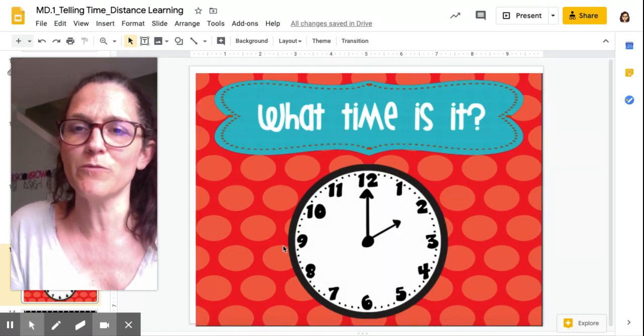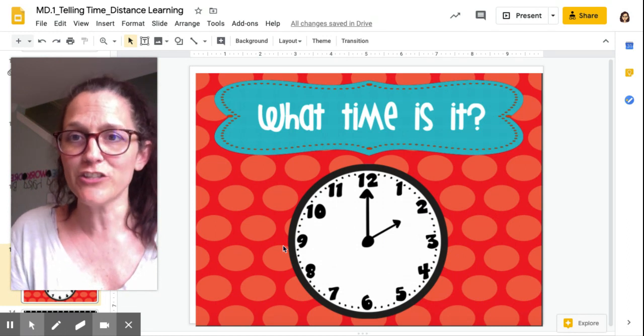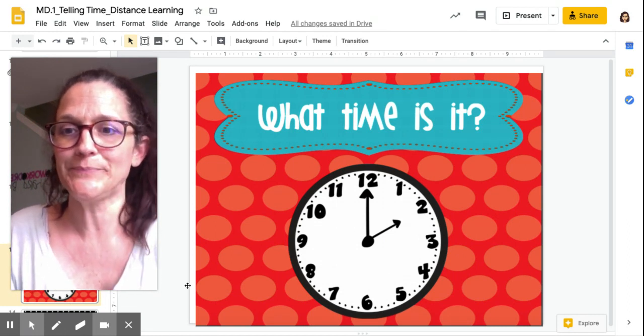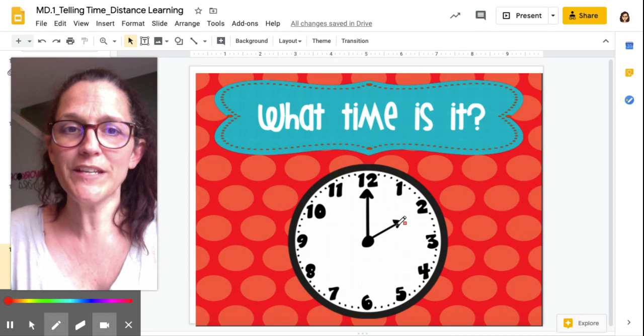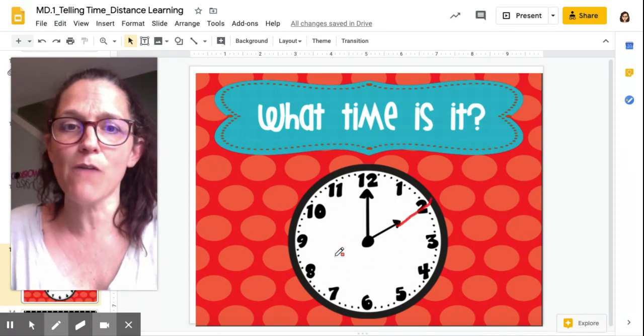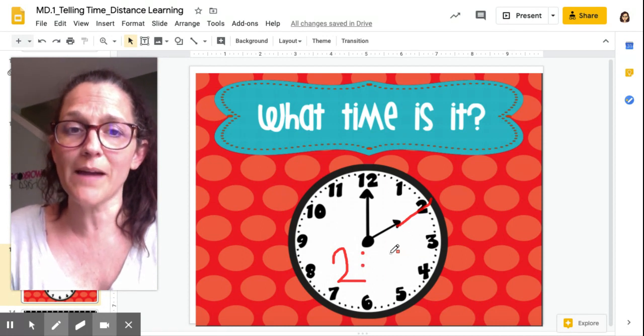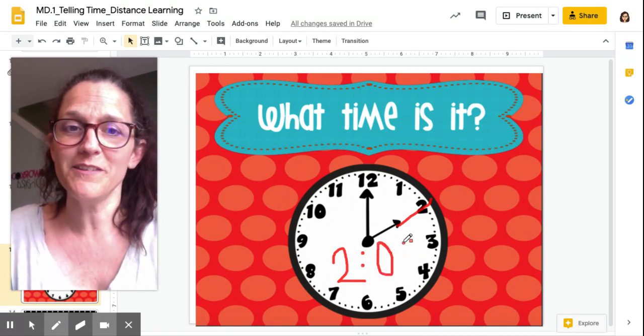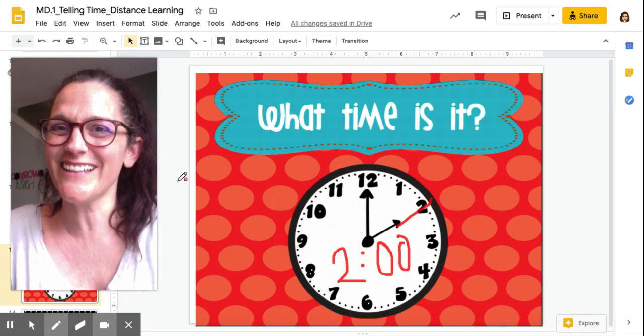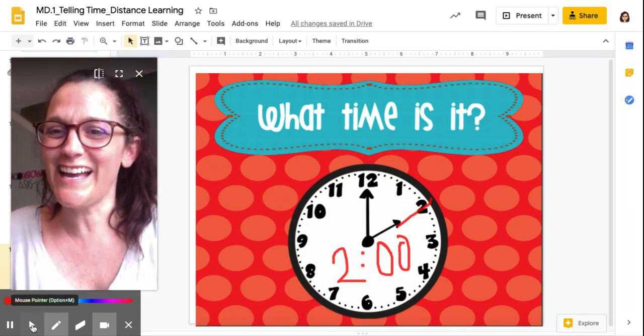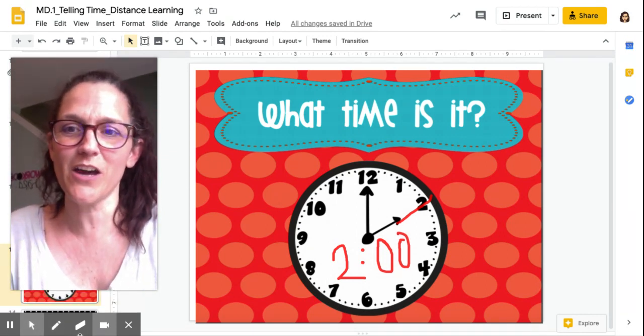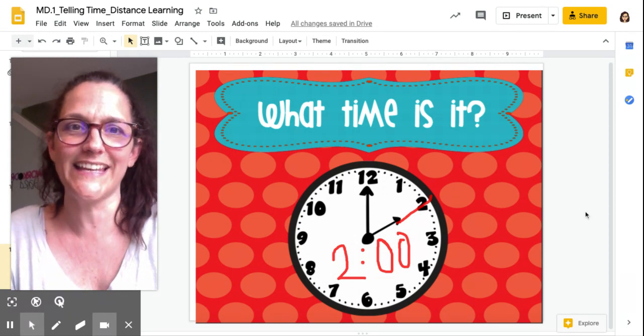Pause and try this one on your own. Remember, hour hand's the short one, minute hand's the long one. Good job. We see that the short hand, the hour hand, is on the 2. And then I know that the 12 means 00, so 2 o'clock. Good work. Okay, let's try another one. Keep on going. Y'all are doing amazing.